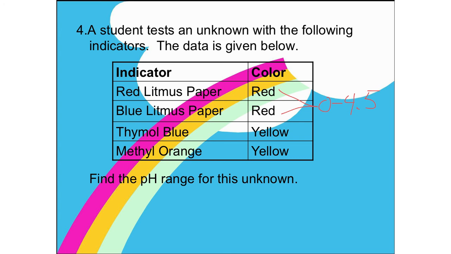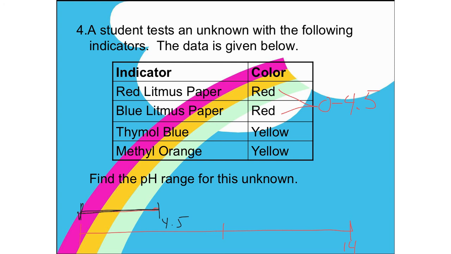So we can make a number line. So if this is my pH scale, that's 14, that's 7. Right now, I know my pH is somewhere, I'm going to switch to a different color, my pH is somewhere between 0 and 4.5. Okay, I want to try to narrow down that range with these other indicators.